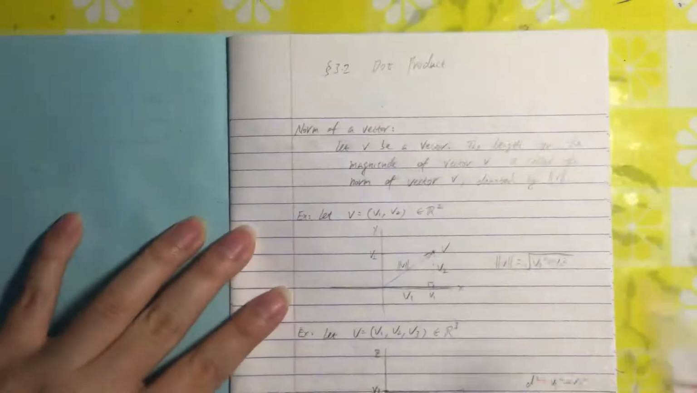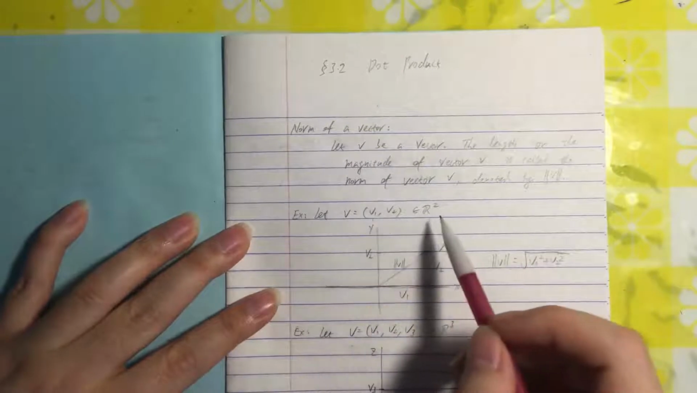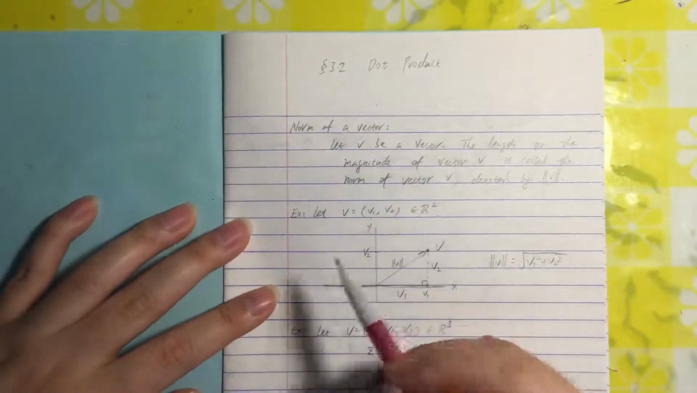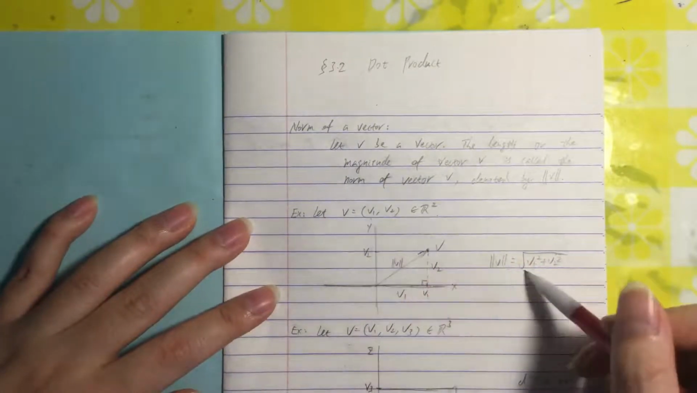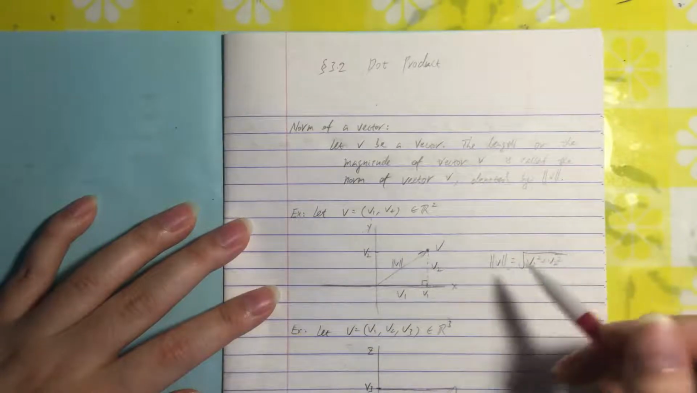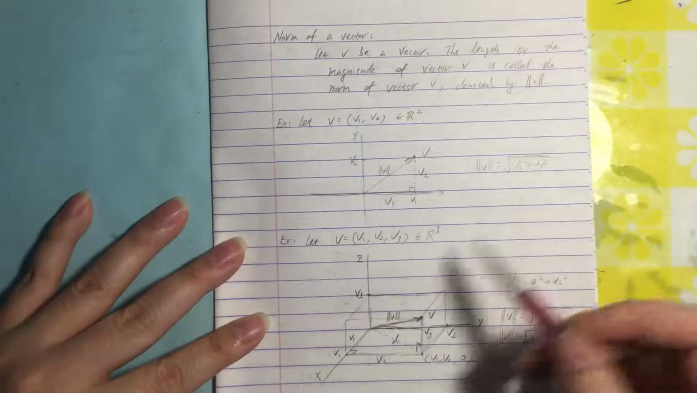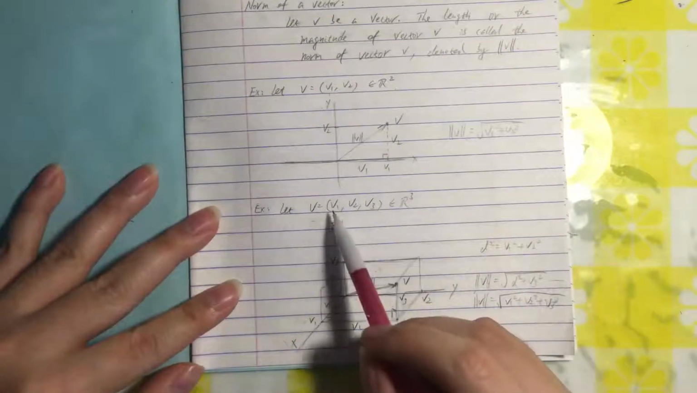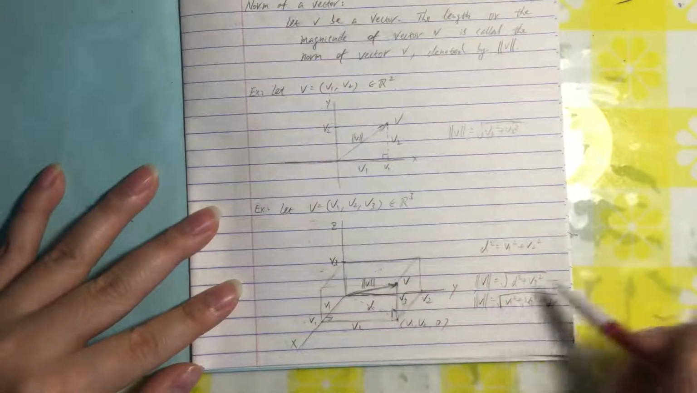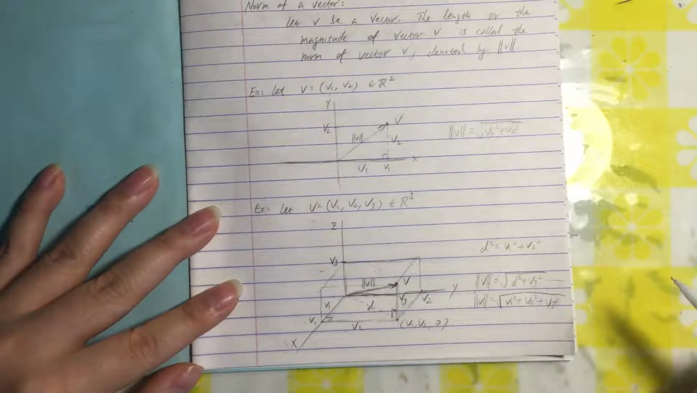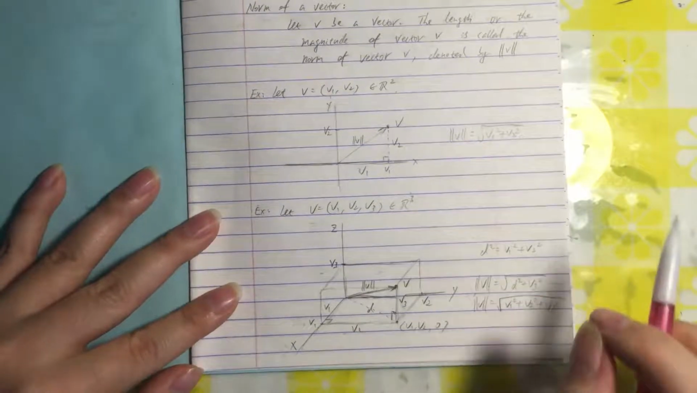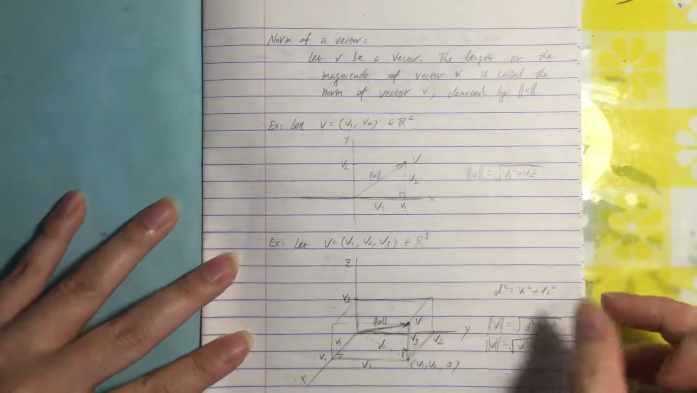In the previous example, we can see that for V belonging to R2, when we try to find the norm, we first of all square each component, add them up, and then take the square root. And for V belonging to R3, we do the same thing. We first of all square each component, add them up, and then take the square root. That's how we find the norm of vector V in R2 and R3.